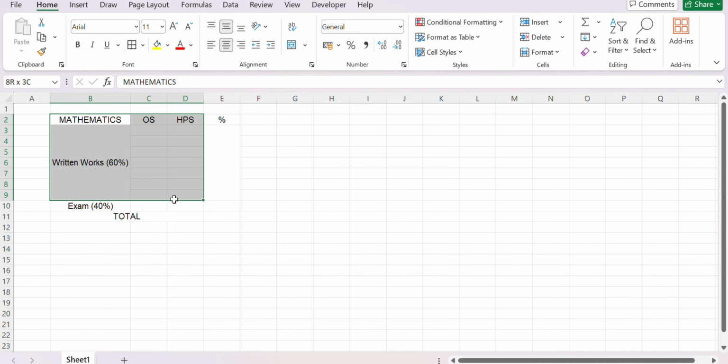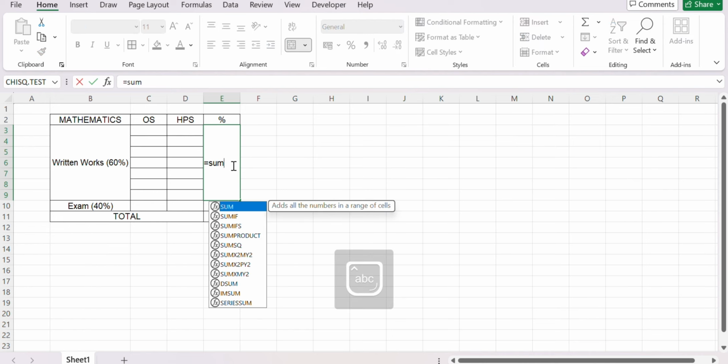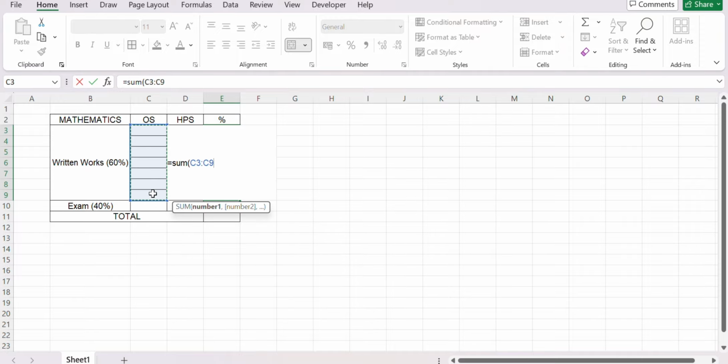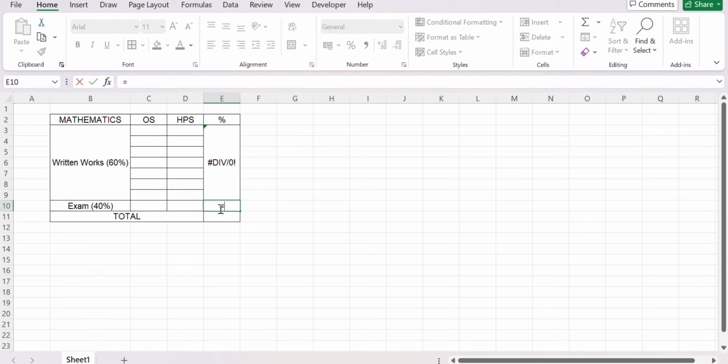So the formula here is you sum your obtained scores, divided by the sum of the highest possible scores, multiplied by its weight, in which, in this case, the written work's weight is 60%. So, that's it. Same goes for exam, but since in my example I only allotted one activity for it, I will be dividing OS by HPS and then multiplying it by 40% or 0.4.